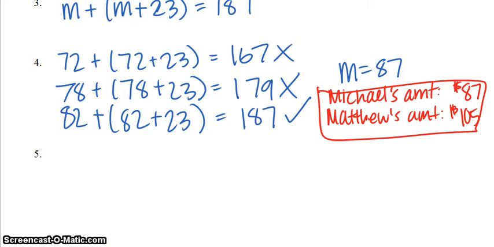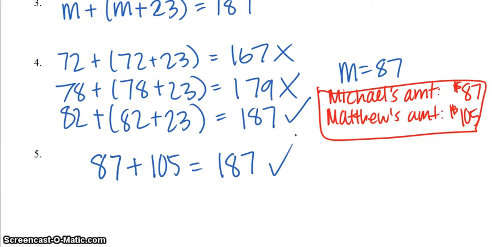And lastly, checking. I know that however much Michael has, let me change that to blue, not that it really matters, Michael's amount plus Matthew's amount has to equal 187, and it sure does. So we are good. Okay? So there you have it.